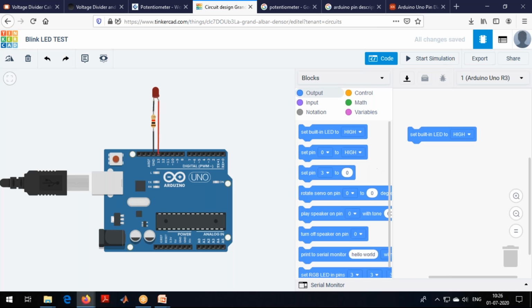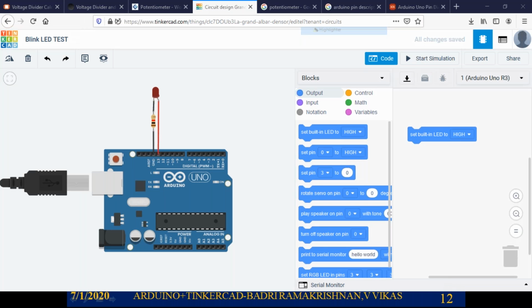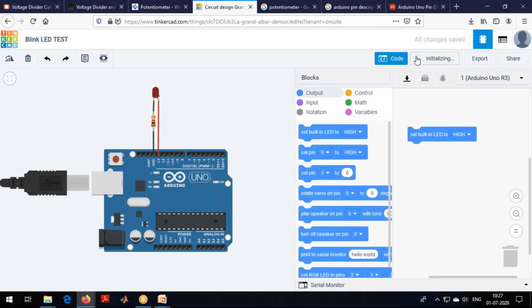Okay, to make this one run, I need to click on this start simulation. Okay, I'll click that. See, can you observe LED glowing?